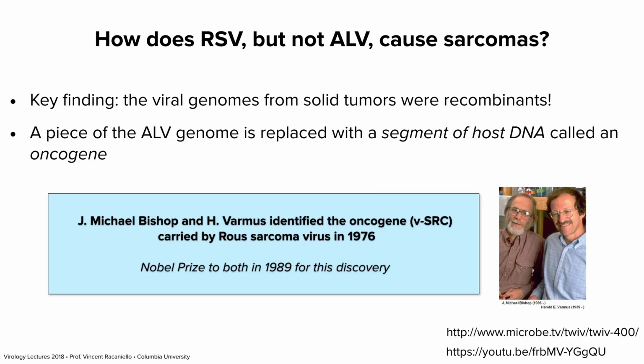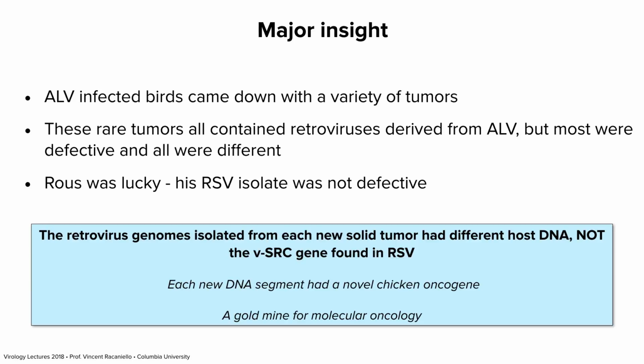But they discovered that this virus picks up a segment of host DNA. They called it an oncogene. And this one picked up by Rouse sarcoma virus is called VSARC. So this was the major insight. So the idea here is that all birds come down with a variety of tumors. They start out being infected with avian leukosis virus. All the tumors that subsequently grow up in birds as they age are derived from ALV, but most of them were defective, and they're all different. I'll show you some of those in a moment.